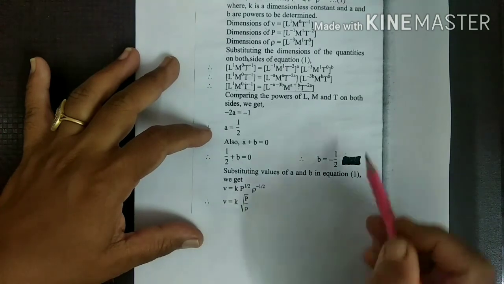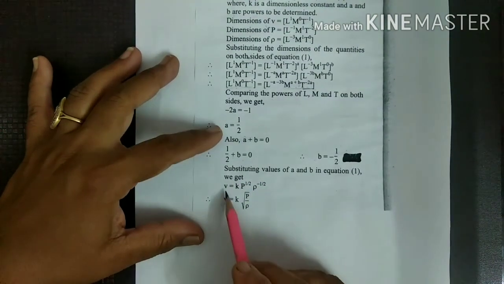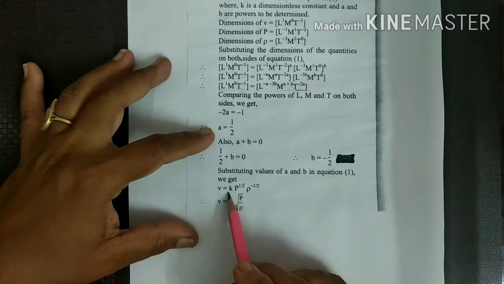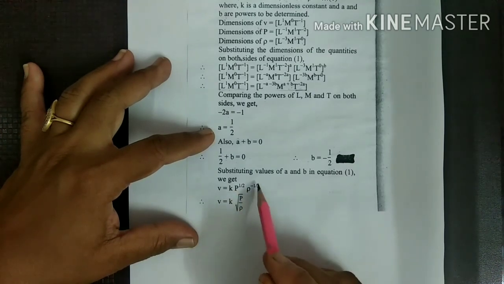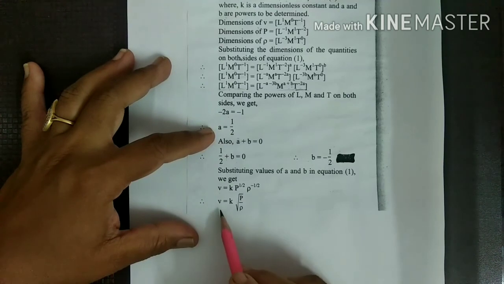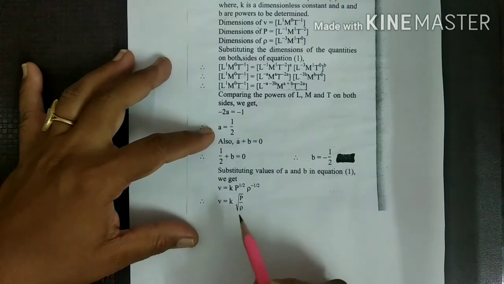Substituting this value in equation number 1 and we have getting that v is equals to k into p raised to the power 1/2 and rho raised to the power minus 1/2. That means we can say that v is equals to k under root of p upon rho.